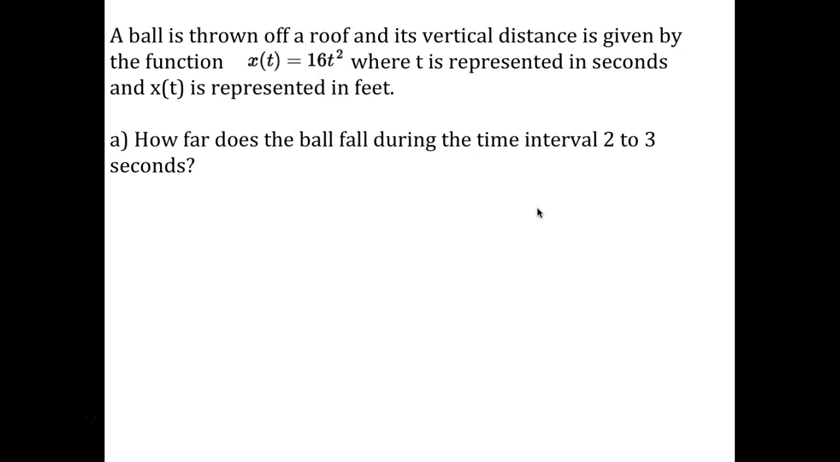Okay, here we go. A ball is thrown off a roof and its vertical distance is given by this function. If you type anything here, it will tell you where it is in terms of distance, how many feet is the distance that it's traveled, where t is represented in seconds and x of t is represented in feet. How far does the ball fall during the time interval 2 to 3 seconds? Okay, so we just want to figure out how far it went.